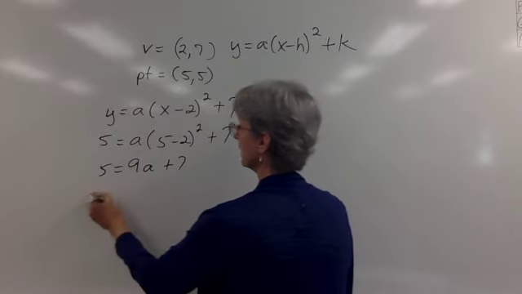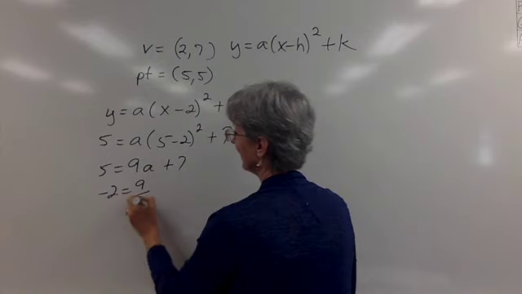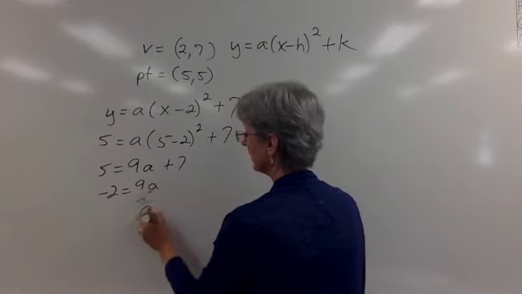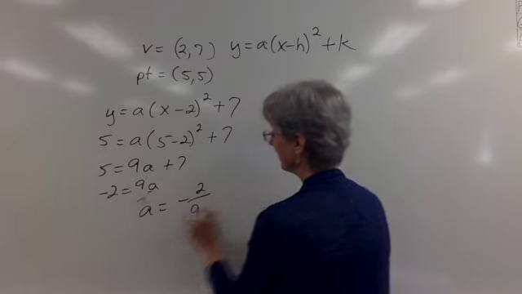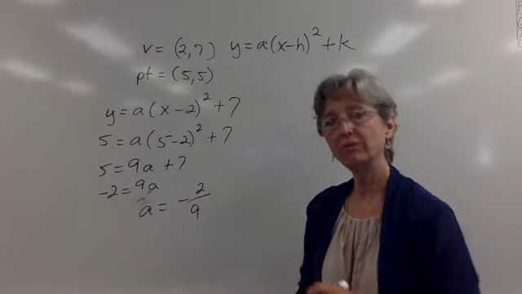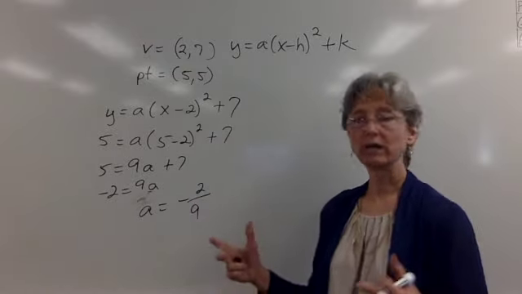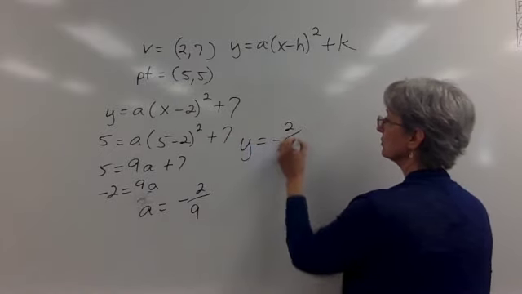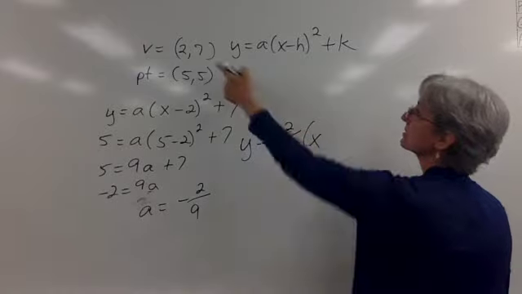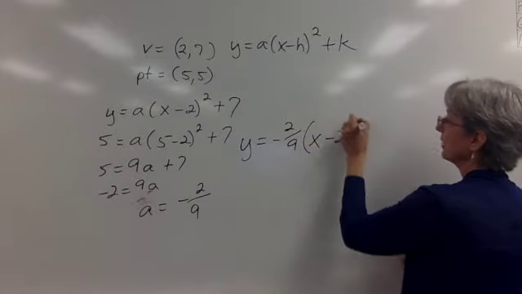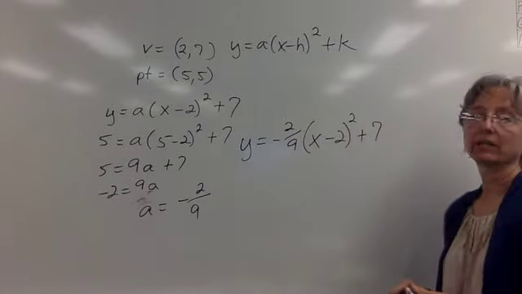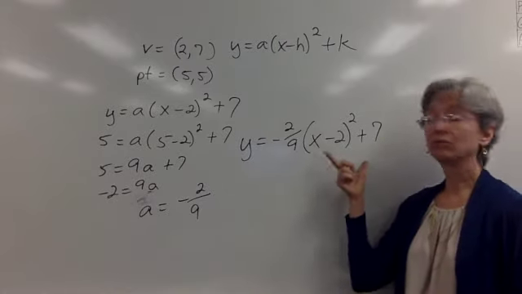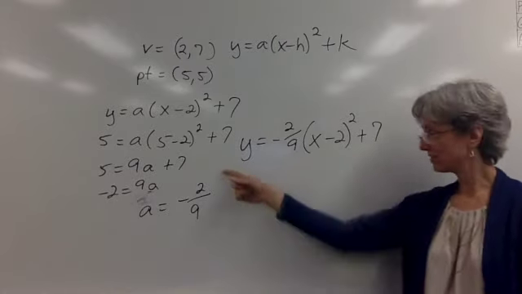Subtract 7, negative 2 equals 9A. Whoops, 9A. And so A is negative 2 over 9. Now I have all the information I need to write my equation. Y equals negative 2 over 9, X minus 2 squared plus 7. It's really, really helpful when they give you the vertex. And there it is in vertex form.